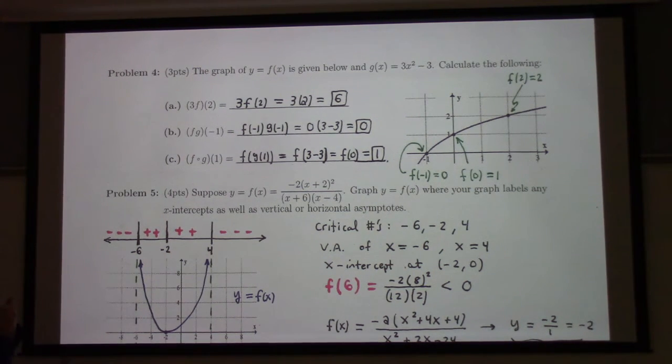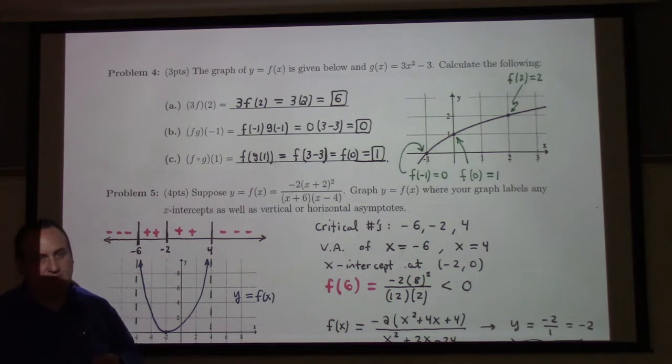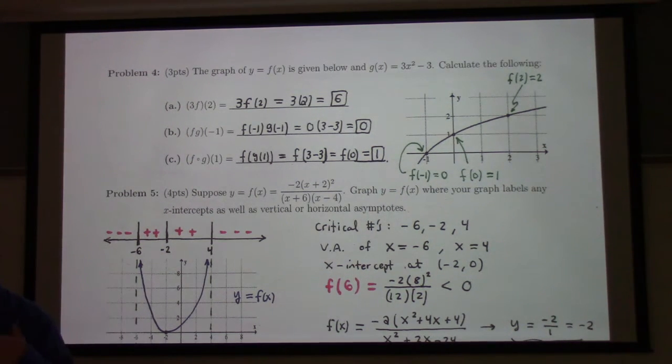Part B, fg of minus 1. This means f of minus 1 times g of minus 1. This is called the product of the function f and the function g. And so f of minus 1, if you look over here, f of minus 1 is 0. G of minus 1, if you calculate, it's 3 minus 3, which is also 0. So this actually ends up being 0 times 0. So there's lots of ways you could have seen that that was 0. Yeah?